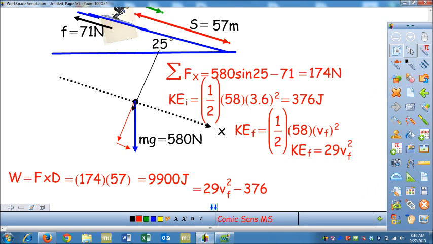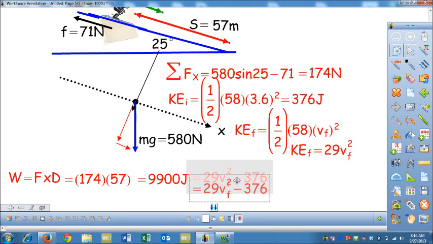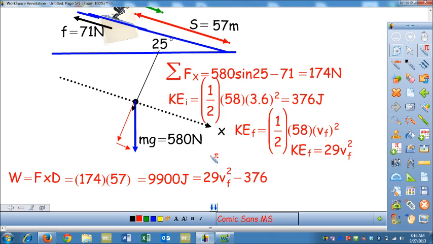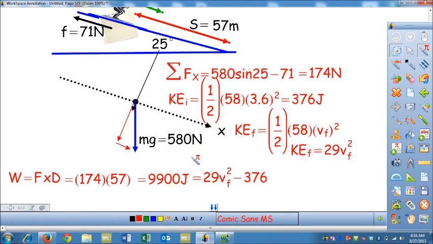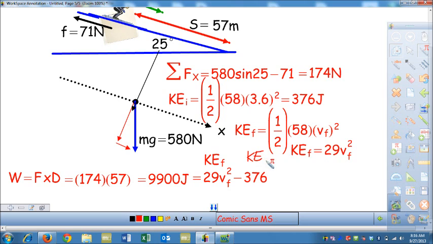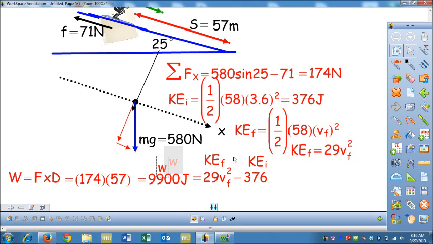So just so you see what these things are: this is KE final, and this is KE initial, and this is work. So work equals kinetic energy final minus kinetic energy initial.